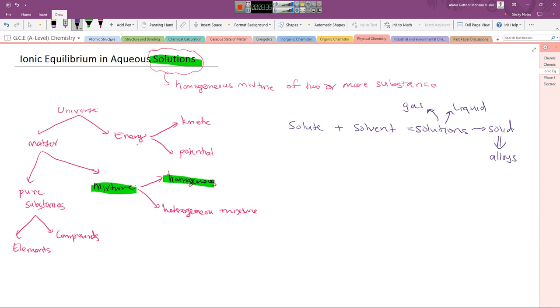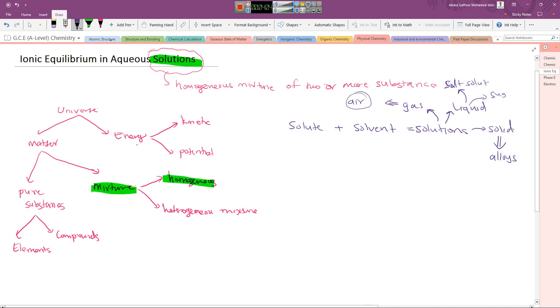And for liquid solutions we may have salt solution, sugar solution, and acidic solution. We have a lot of solutions. In this unit we will be talking about aqueous solution. And for gaseous solution we have a perfect example, that is air. So air is nothing but a mixture of gases, right?